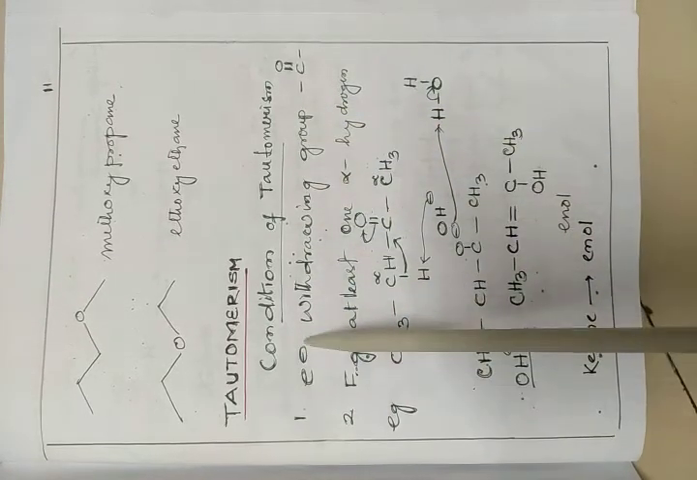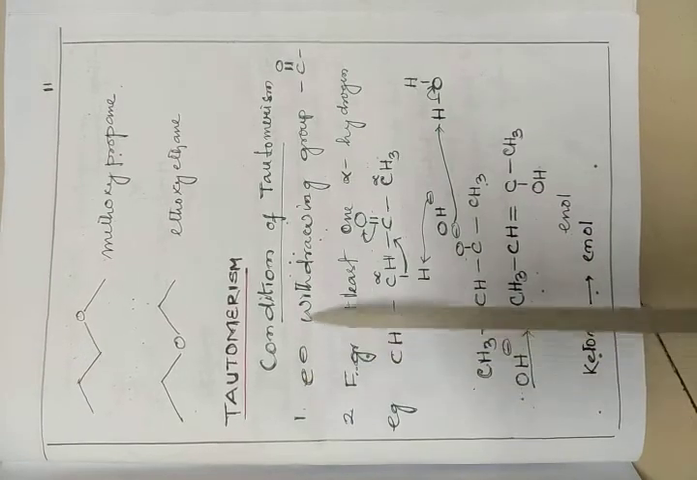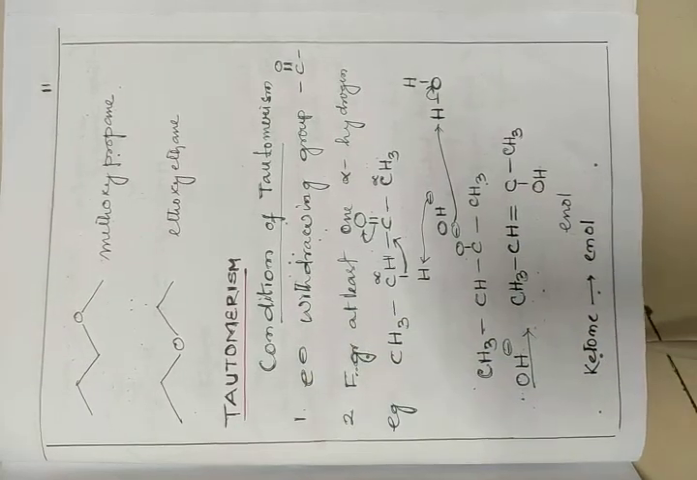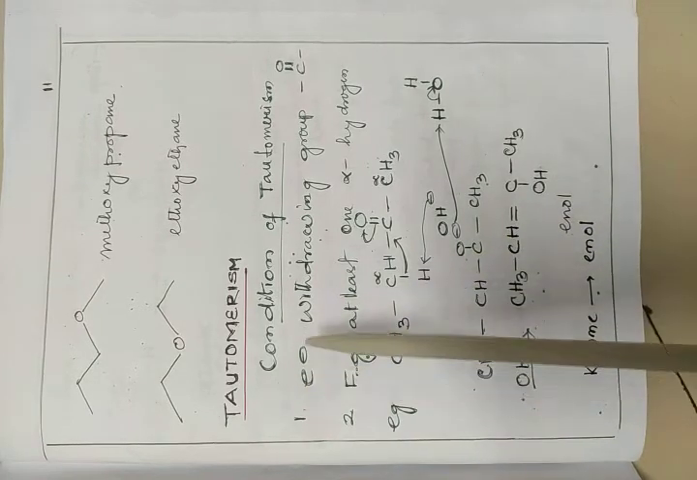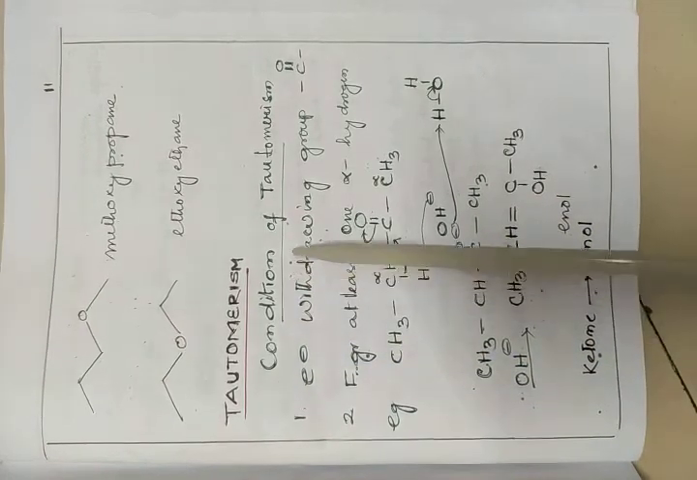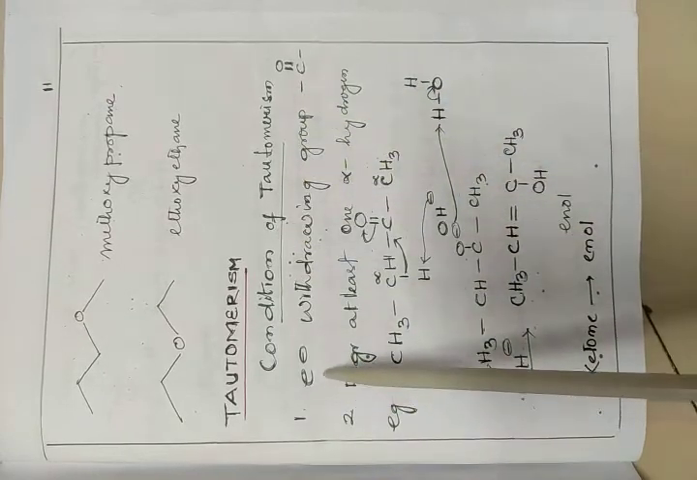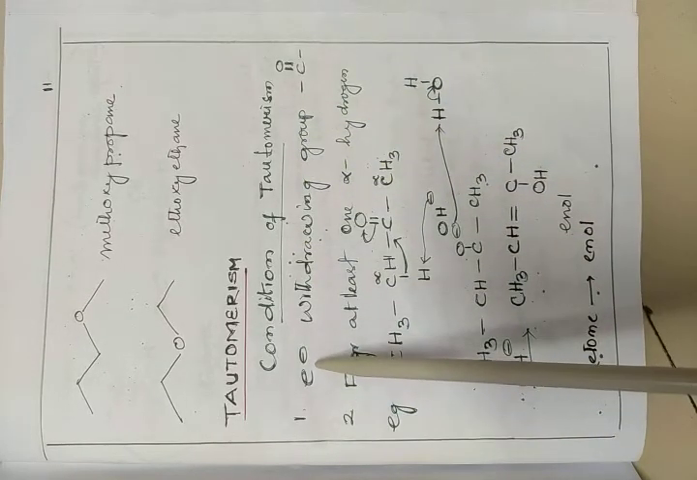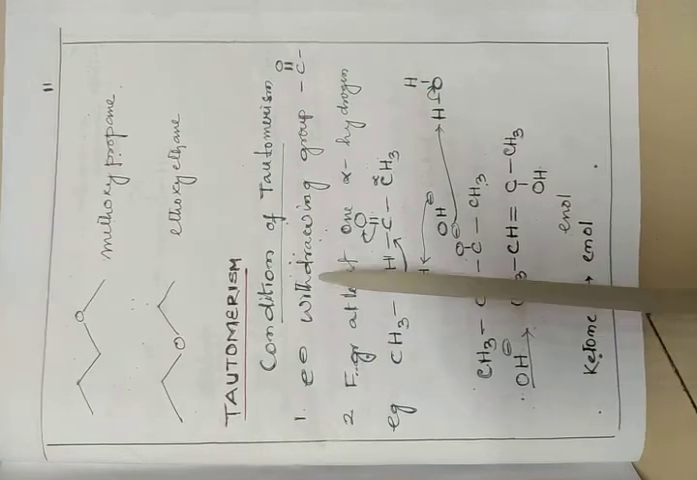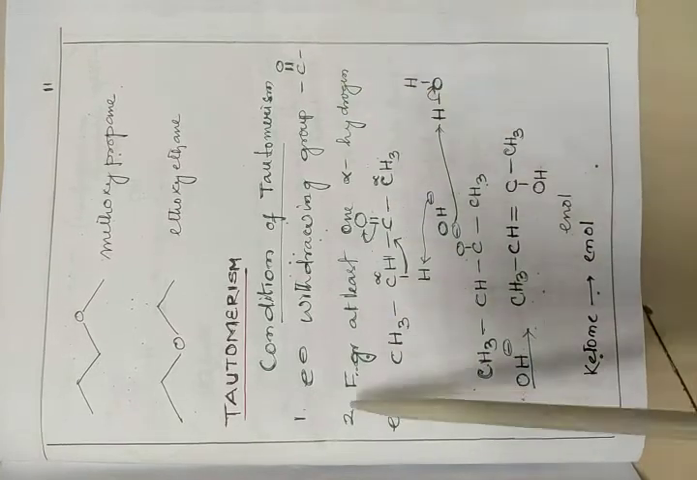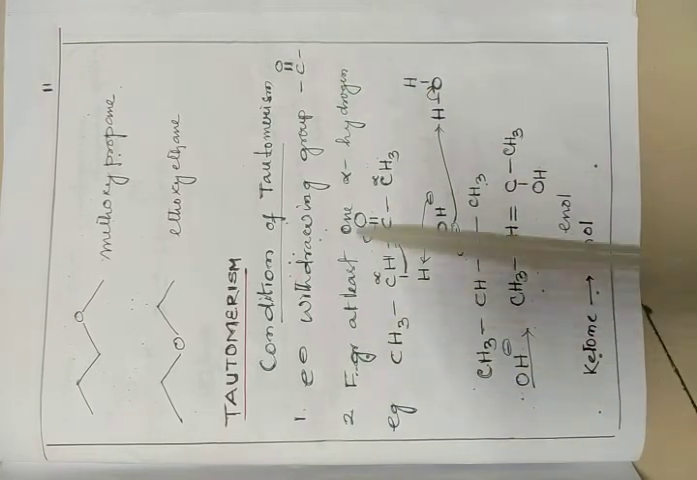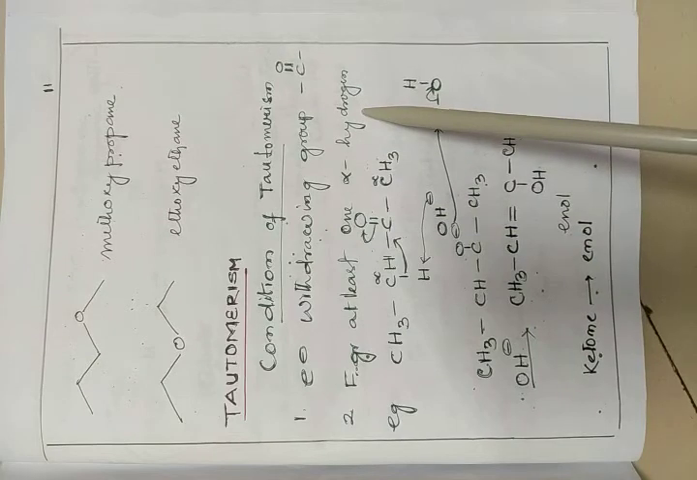Now the next one is tautomerism. So this topic is not given in your book, only the name is mentioned. Now here are the tautomerism conditions. Number one condition is an electron-withdrawing group in the functional group of the carbonyl compound. Now next is the functional group must have at least one alpha hydrogen. So some conditions are there in the tautomerism.